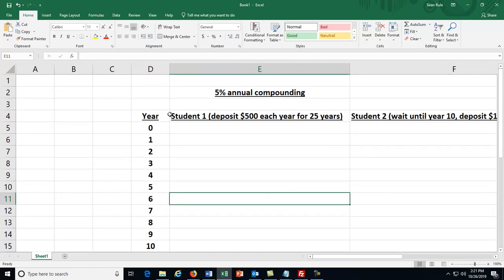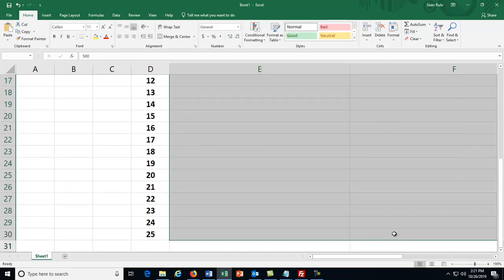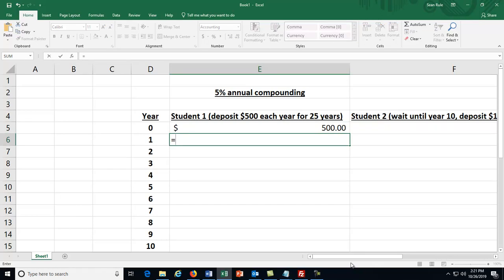one-time deposit compounding. So year 0 for student 1 is still going to be a $500 deposit, and I'm going to code all this to be dollars so we can see it. So I'm just going to put 500 bucks in there. Okay. Now year 1 in class, what we did was we did equals, and then because it's 5% interest, we did 1.05 times that amount, and then we pressed enter because that's all we were doing was increasing it by 5%. But what we're going to do now is additionally add 500 bucks because this student is going to put 500 bucks in each year, starting with this first year.